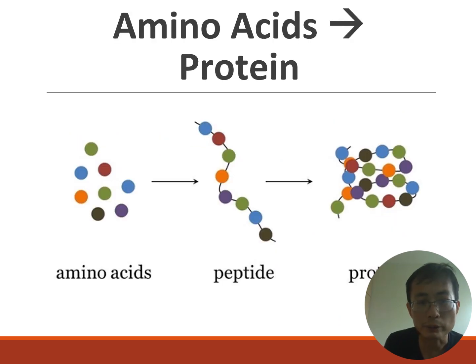The relationship between amino acids and proteins is as follows. Your amino acids are your building blocks. A short chain of amino acids that is chemically linked together, you call it a peptide. If the peptide chain is very, very long, you call it a protein. So this is the relationship in a nutshell.